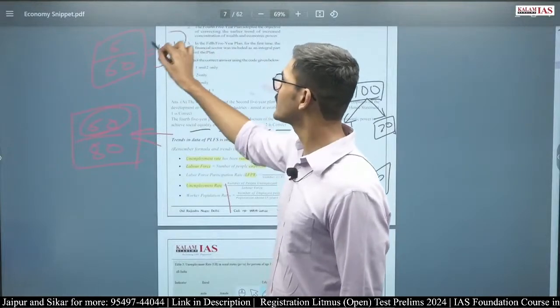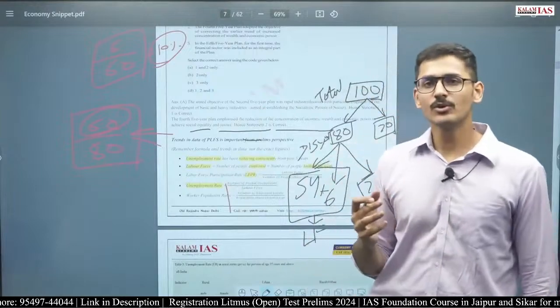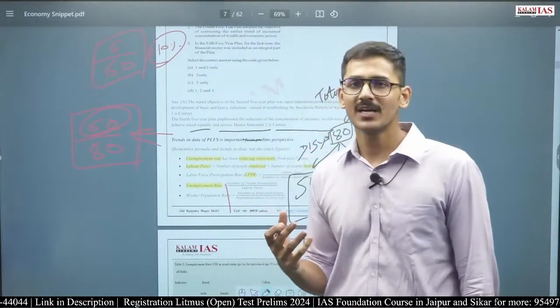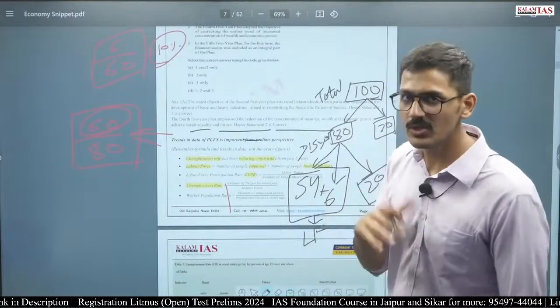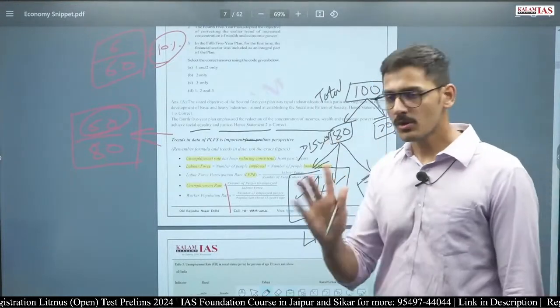So unemployment rate does not take into account all the population of a country. It does not even take into account all the working age population of a country. It only takes into account the labor force of a country. Labor force is number of people who are either working or looking for employment.